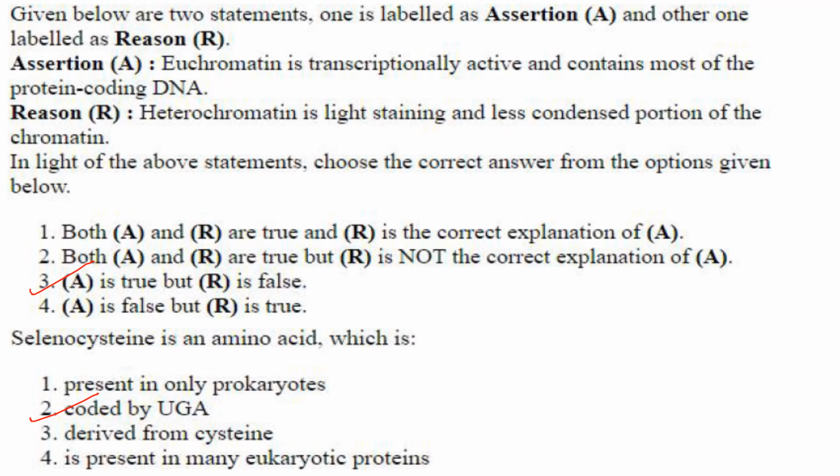Derived from cysteine, no. Even though they are structurally similar, because in cysteine a sulfur atom is present, but in selenocysteine it is selenium that is present instead of sulfur, it is not derived from cysteine. It is a different pathway for selenocysteine. Is present in many eukaryotic proteins. Not only eukaryotic, it is present in prokaryotes also. So 4 is also not correct. So answer is option 2.